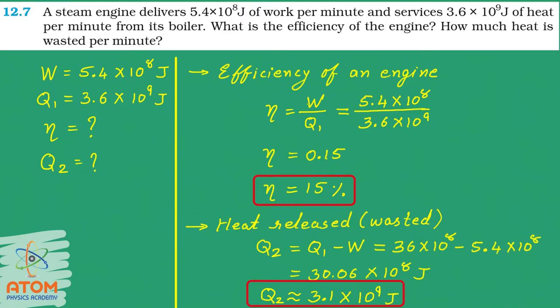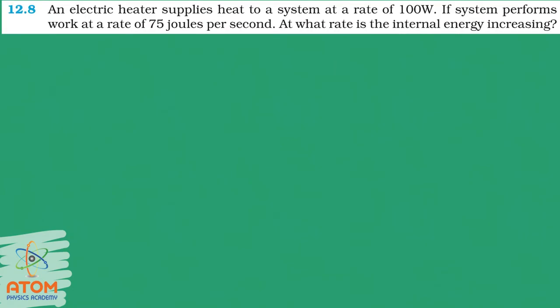Here all the values are given per minute. That's why the value we are getting of Q2 is heat wasted per minute. So 3.1 into 10 raised to 9 joule per minute of heat will be wasted. Now let us see question 12.8.